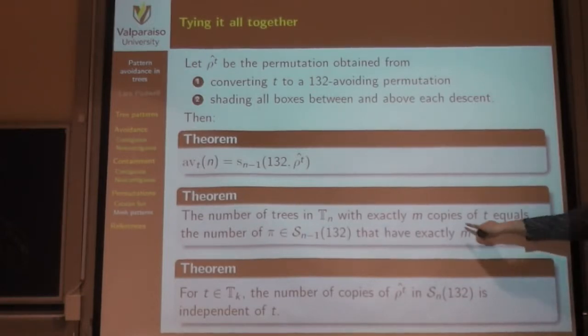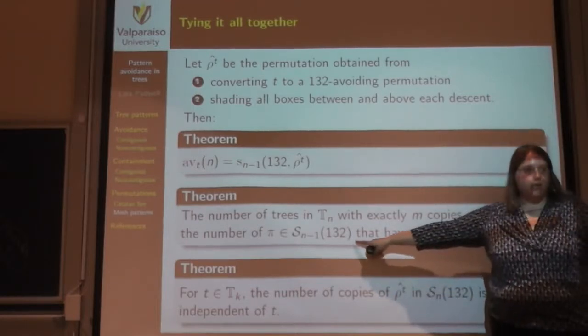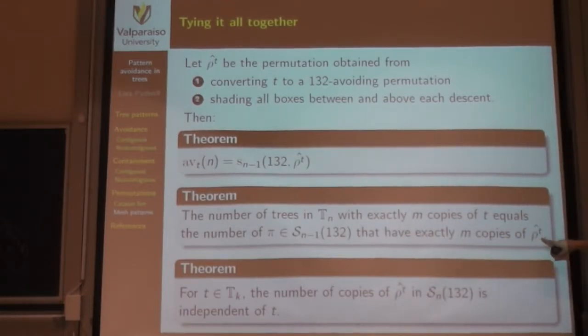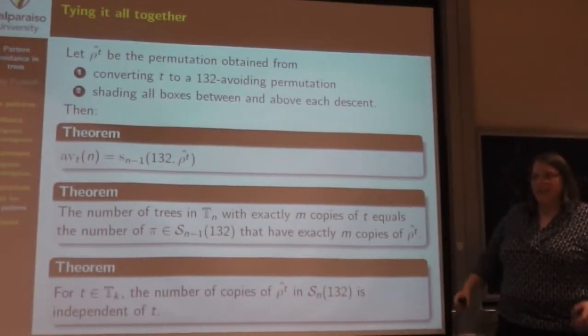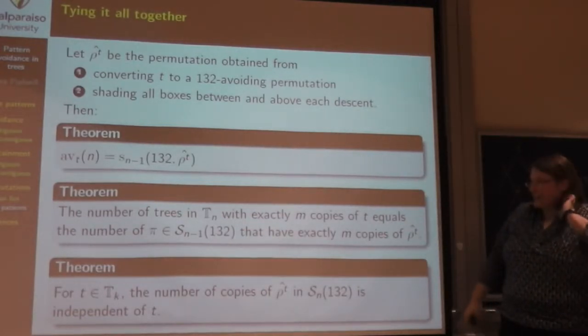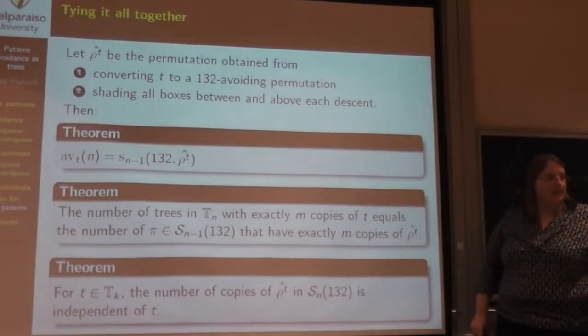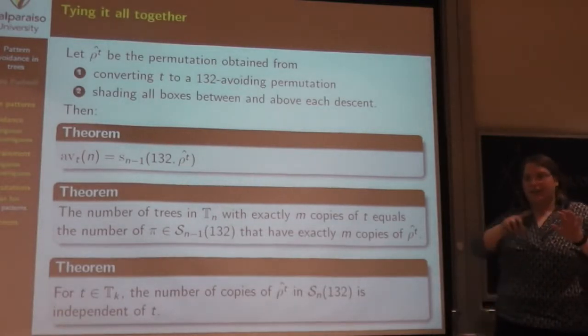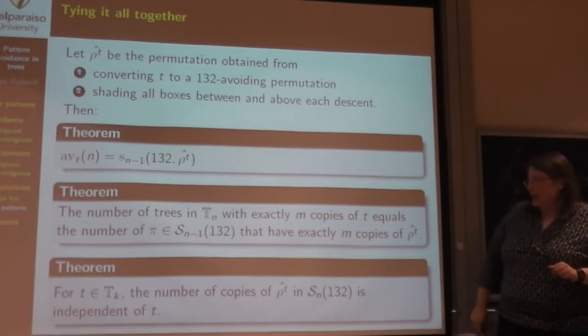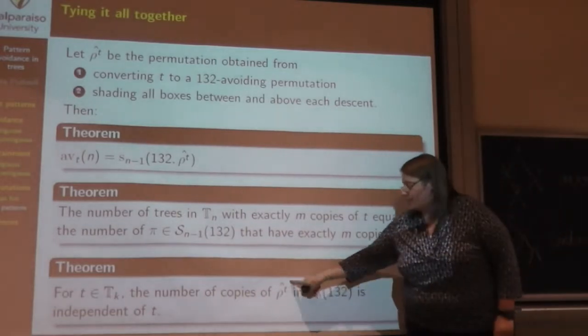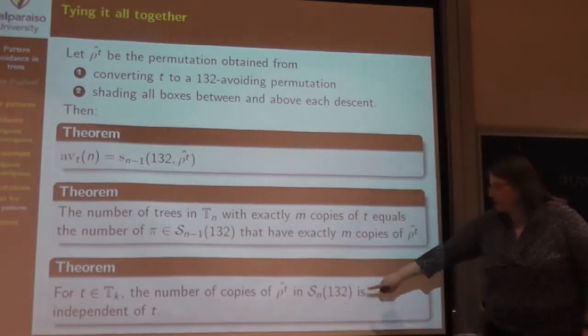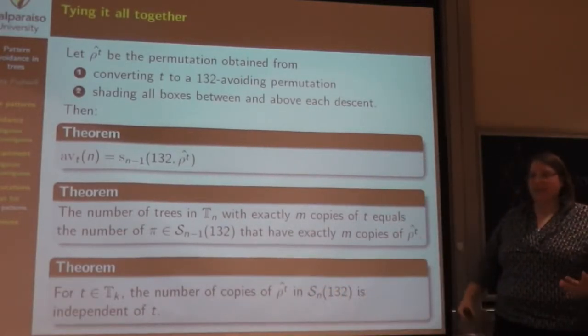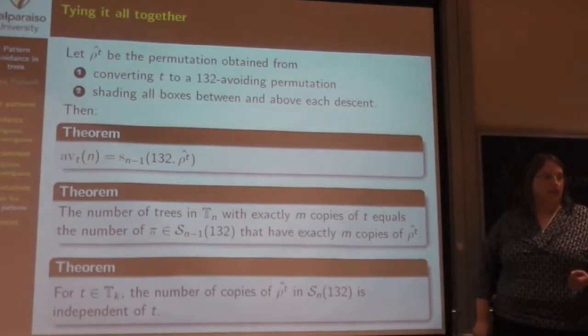The number of trees with exactly m copies of a tree is exactly the number of 1, 3, 2 avoiding permutations that have exactly the same number of copies of not the classical pattern that goes with the tree, but the mesh pattern. And finally, remember that lovely bivariate generating function for containment in the middle part of the talk? It translates to this. The total number of copies of any non-contiguous tree pattern in the set of all n-leaf trees was the same. It's also the case that the total number of copies of any of these mesh patterns that come from trees in the set of 1, 3, 2 avoiding permutations is independent of which tree you use to get the mesh pattern.